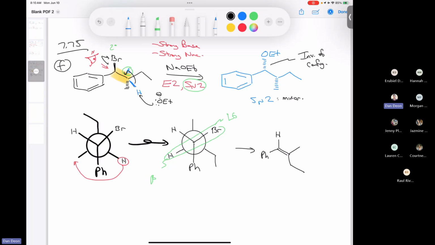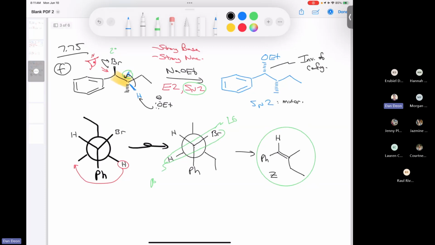Could anybody tell me, would this product here be the E product or the Z product? And it's not a trick question. Would that be zusammen or entgegen? Anybody for this one? It's going to be the Z product. Exactly. Thanks, Jenny. Yeah, this is the Z product, right? Because the phenyl takes precedence, and then the ethyl takes precedence. And so this is the Z alkene, and this is the major product of the reaction.